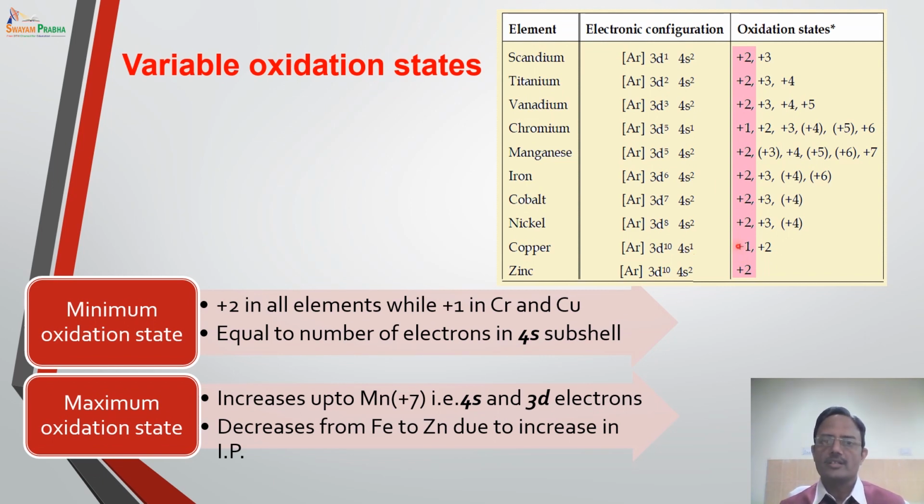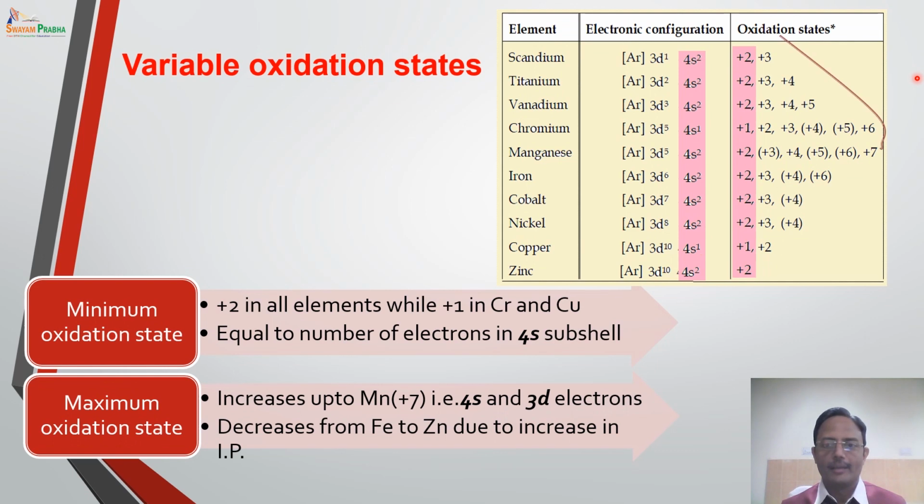Again, the reason lies in the electronic configuration. Chromium has 4s1 configuration. Similarly, copper has 4s1 configuration. So by losing the electrons from 4s, they can show +1 oxidation state. In general, we can make a statement that the minimum oxidation state is equal to number of electrons which are present in 4s subshell. What is the maximum oxidation state?